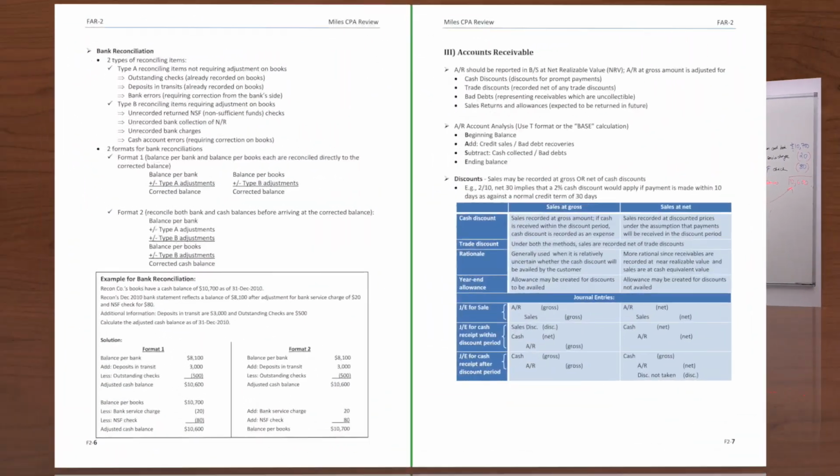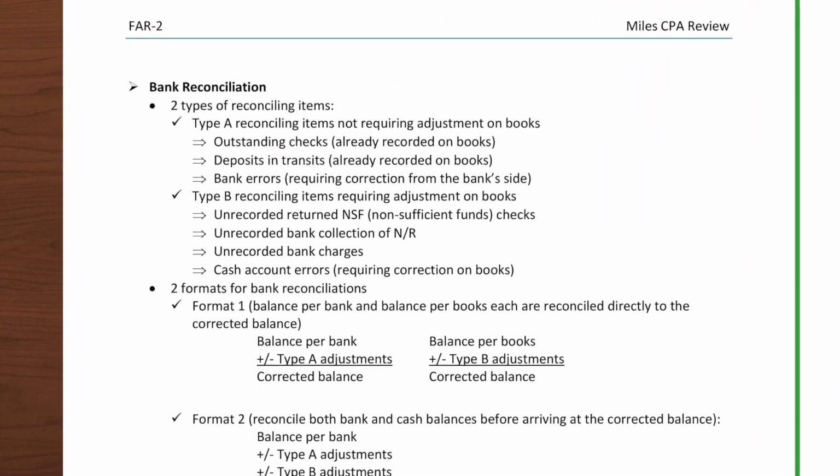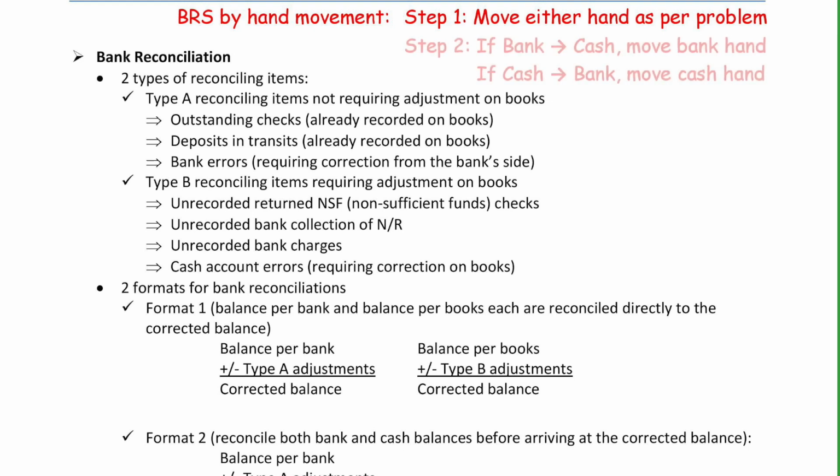On page 6, we are looking at the bank reconciliation statement. Right there, BRS by hand movement. So I've taught you how to jive away with the BRS. Step 1, move either hand as per the problem. Step number 2, very important: if bank to cash, move the bank hand. If cash to bank, move the cash hand.